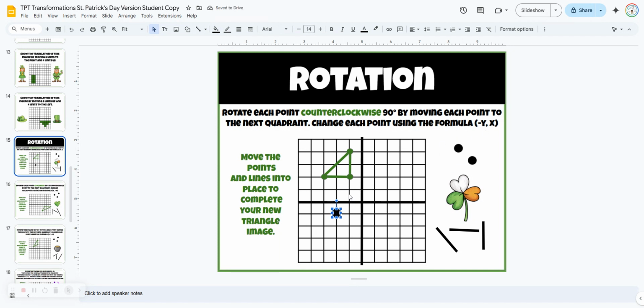Now the next point is -1, 4. If we use the formula, it's now -4, -1. And then -3, 2 will be -2, -3. And then they've got these movable pieces that they can use to finish their triangle shape. So here is a rotation, 90 degrees counterclockwise.